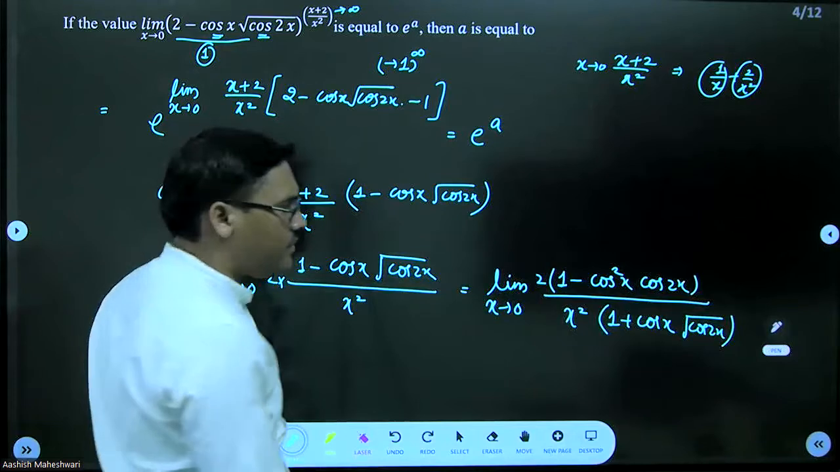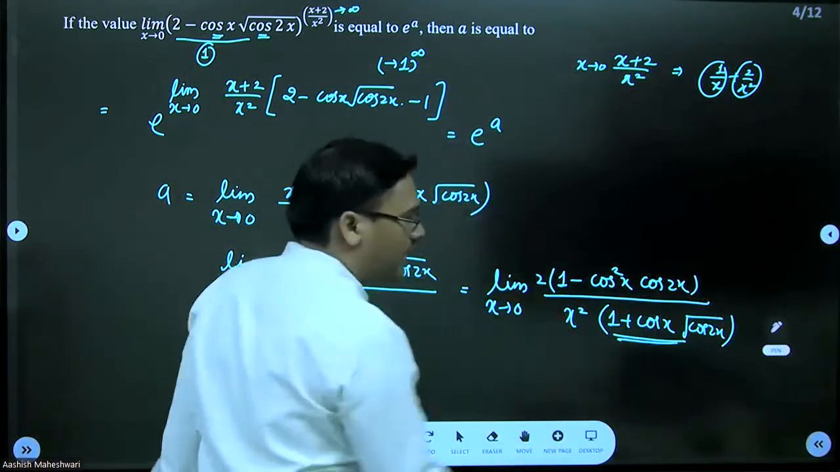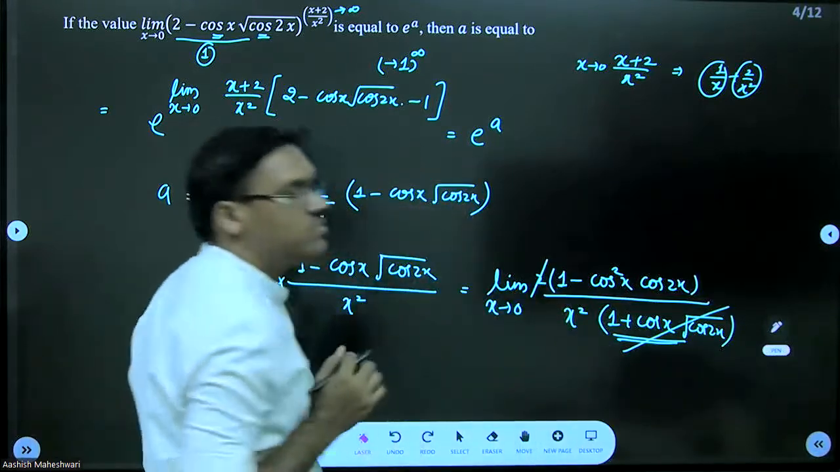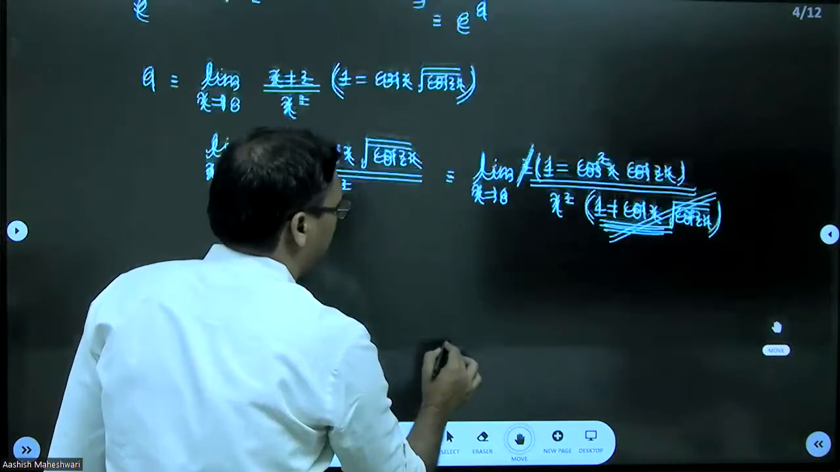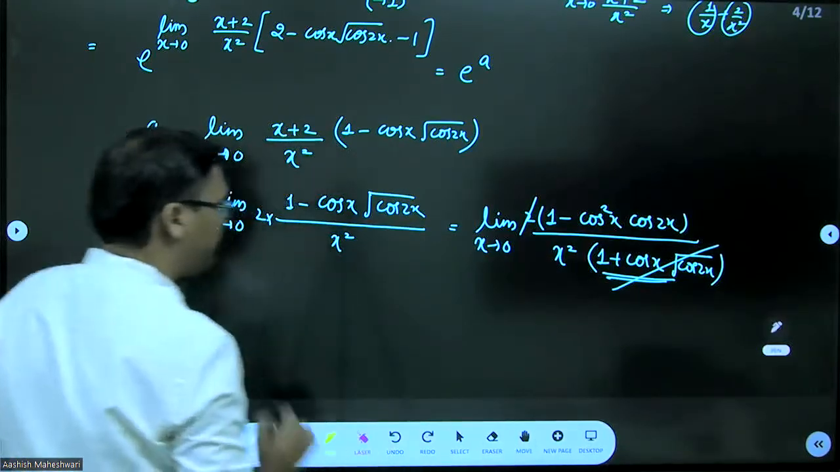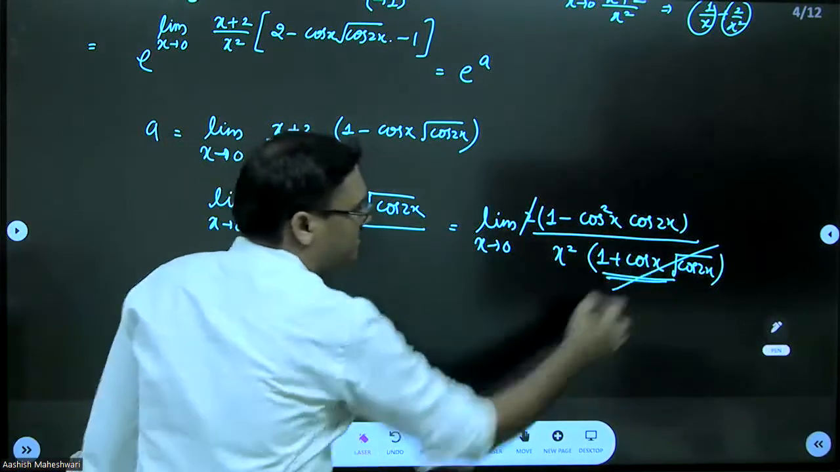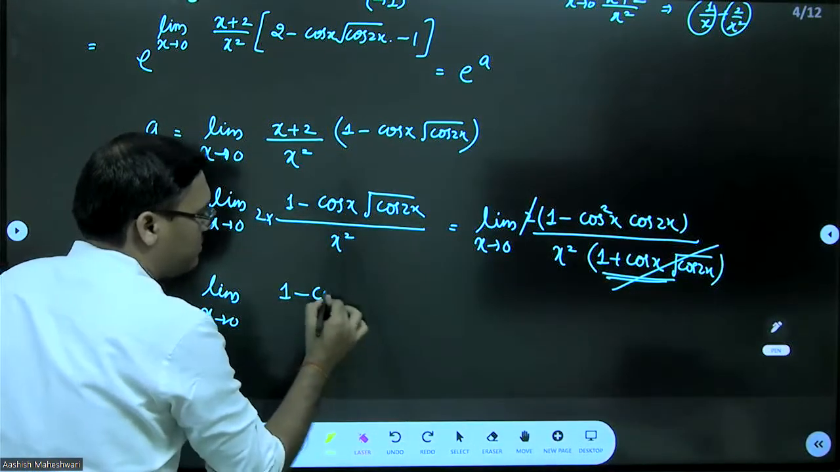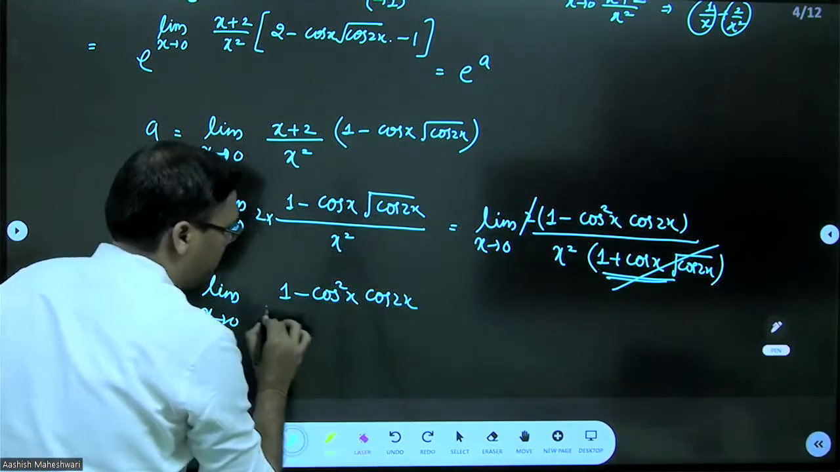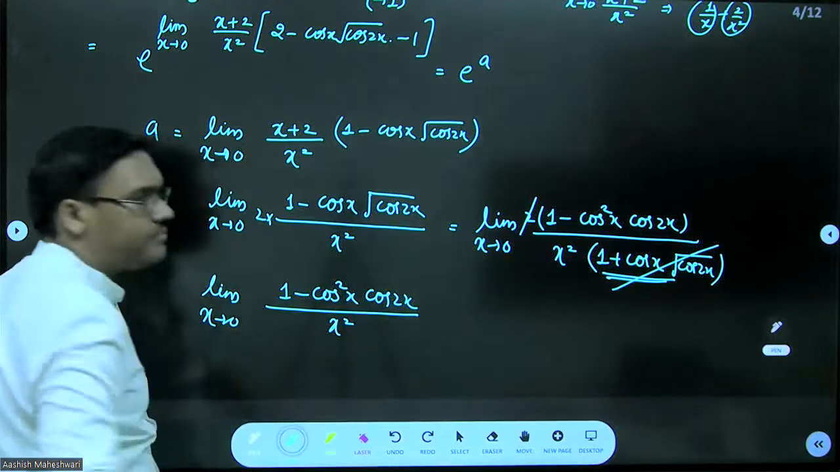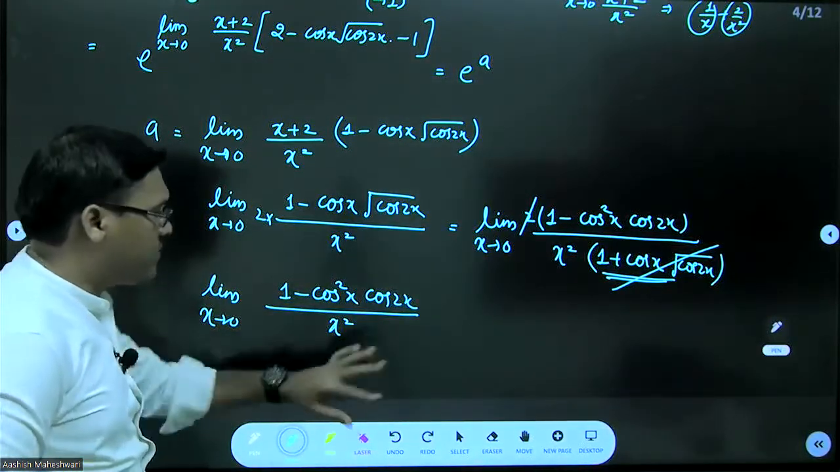And now see, as x approaches 0, this will become 2, and this 2 will cancel this 2, correct? So indirectly what we have is a limit, you can write, limit x approaches 0, this 2 will cancel, so we have 1 minus cos square x cos 2x divided by x square. I hope this is clear, right? Now how to solve this further?